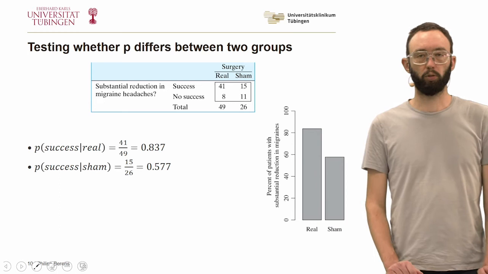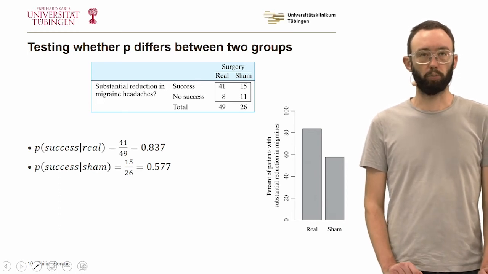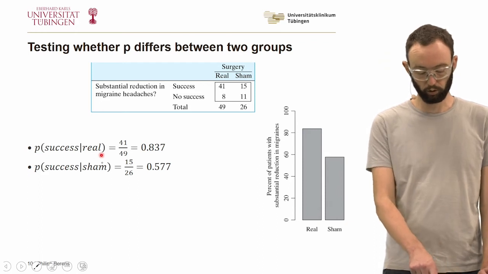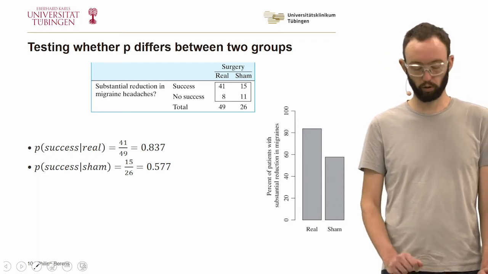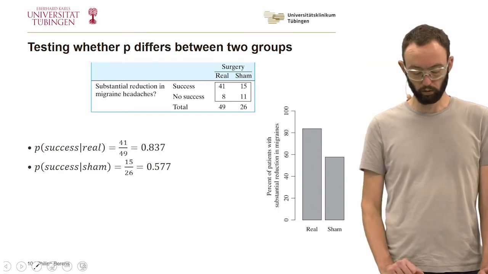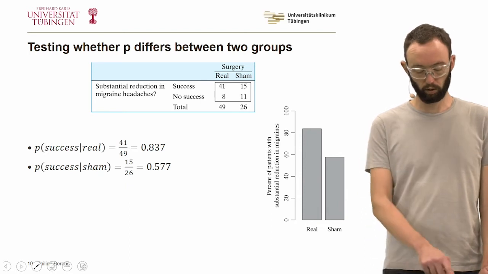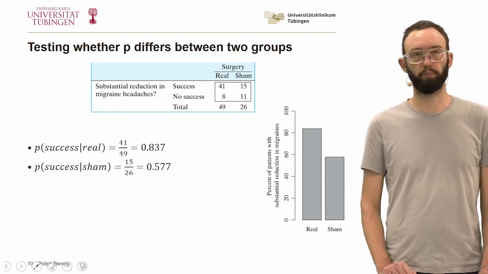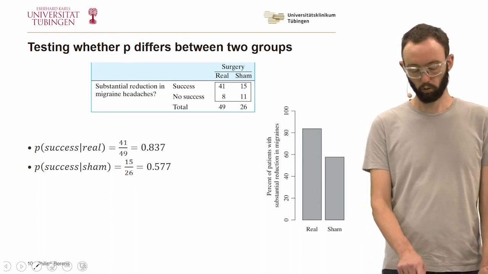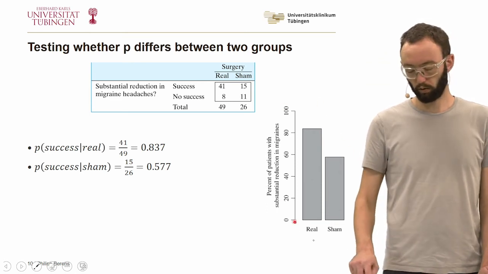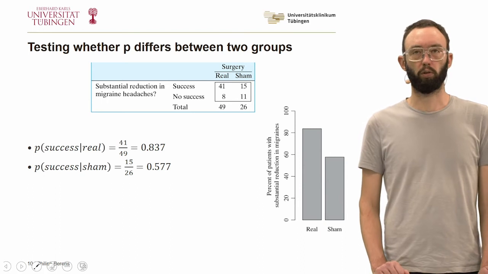Now, if we simply compute the probabilities, we find the probability of success given our real surgery is 41 over 49. So here we use the naive estimate, or 83%, while the probability of success given the sham surgery was 15 over 26, or 57.7%. We can plot these two quantities here in a sort of a bar graph.